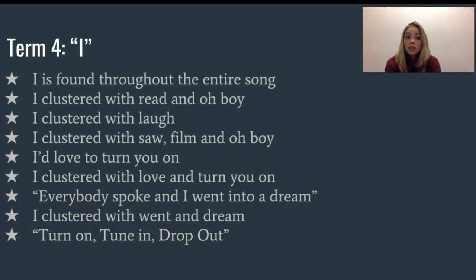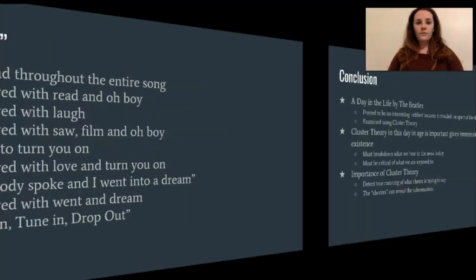Timothy Leary had a quote that states, turn on, tune in, drop out. At this time, this could mean that we need to drop out of the material world around us and tune into our inner selves. By using the cluster analysis, we were able to dissect that and conclude a deeper meaning of A Day in the Life.